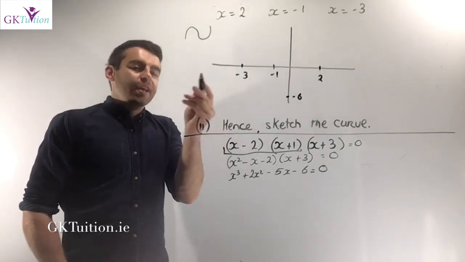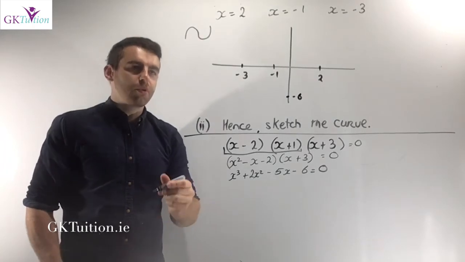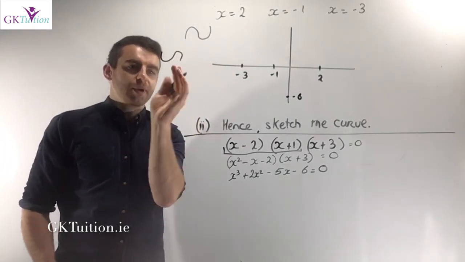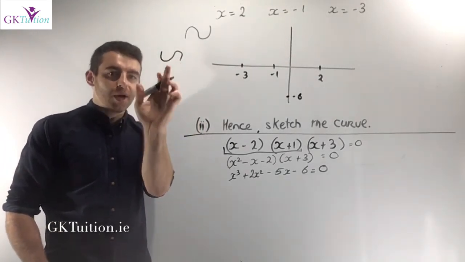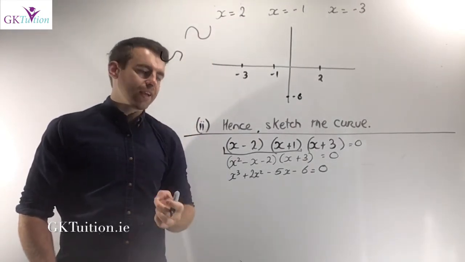Now at this point, you make sure you get your shape right. A lot of students often get their shapes wrong. We're not drawing a shape like this. That is a cubic, but that's a minus x cubed. We're drawing a shape like this. It's a cubic, but it's a plus x cubed.